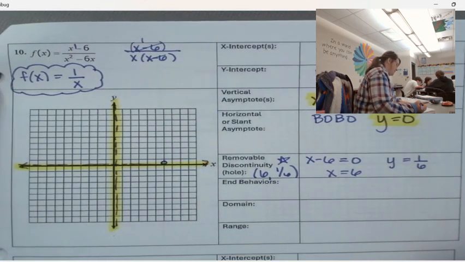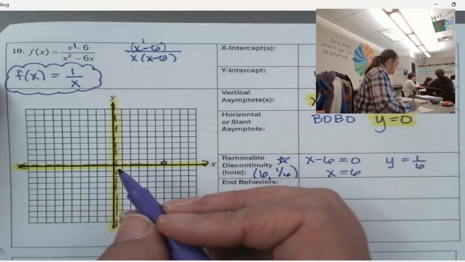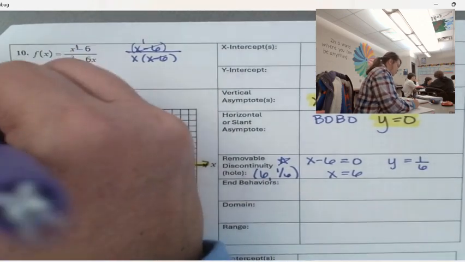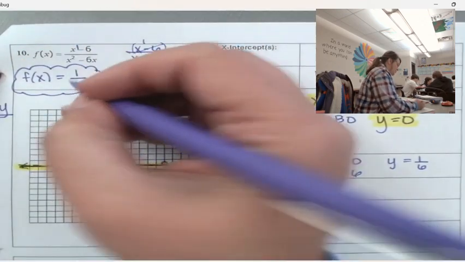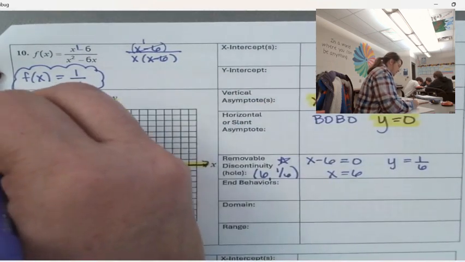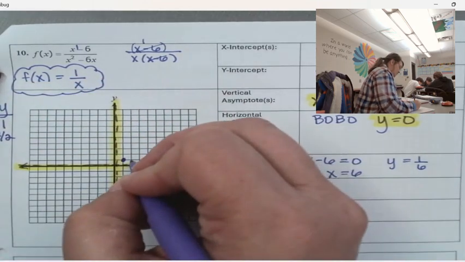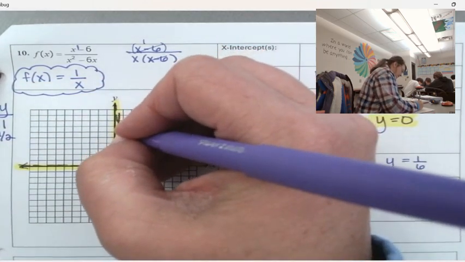I don't know much about this. I might have to plug in some points. Let's just plug in 1. So that's pretty easy, guys. If I plug in 1, what's 1 over 1? 1. So I know 1, 1 is here. What would 2 be? 1/2. So right here. So this must come around like this.